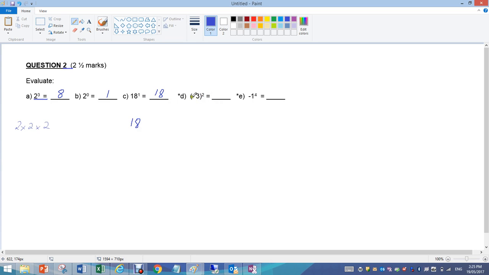Negative 3 to the power of 2, it's in brackets, so it's negative 3 times negative 3. 3 times 3 is 9, and the negative is a positive, so it's just 9. Next one, negative 1 to the 4. So we do the 1 to the 4 first. 1 times 1 times 1 times 1, so that's 1. And it's negative, so therefore the answer is negative 1. So remember, always do the powers before you do the sign, unless the sign's included in the brackets.